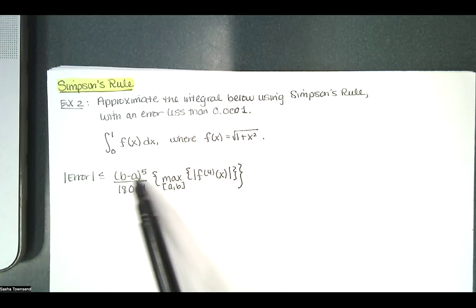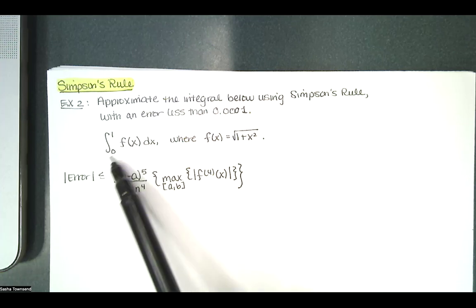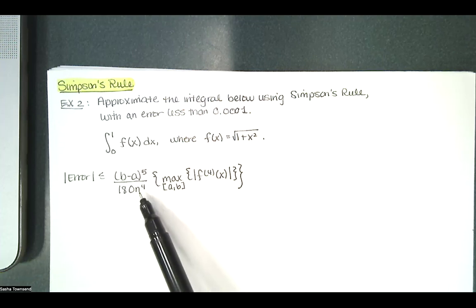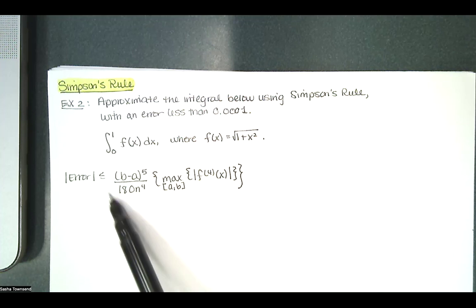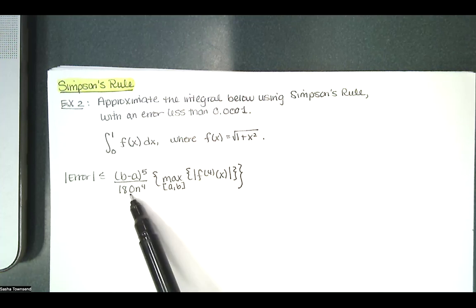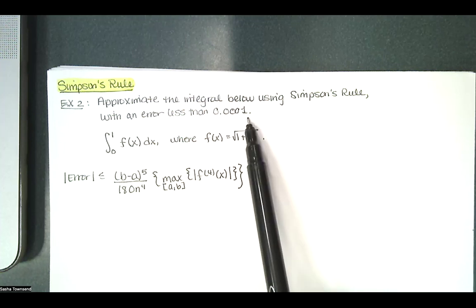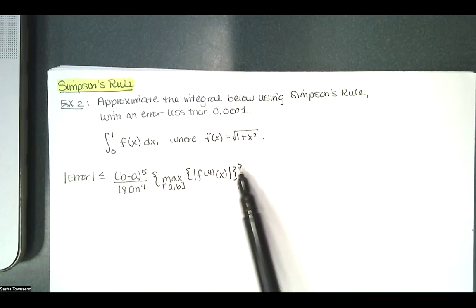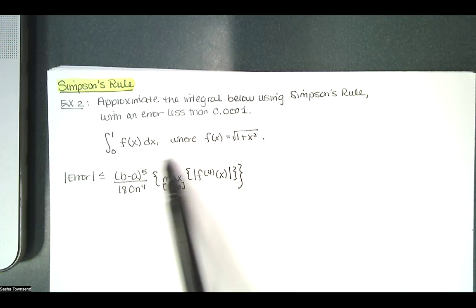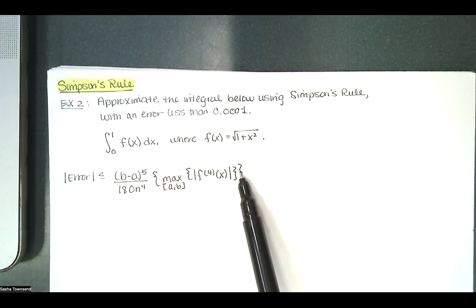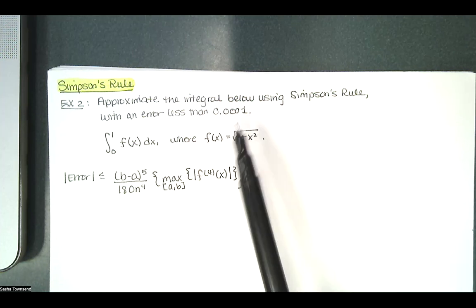We can multiply it by this (b minus a) to the fifth. B is 1, a is 0 in this case, so that's just 1 to the fifth. And then we'll have an expression here involving n. If we want to use Simpson's rule with an error less than 0.0001, what we need to do is choose n so that this maximum possible error is less than that.